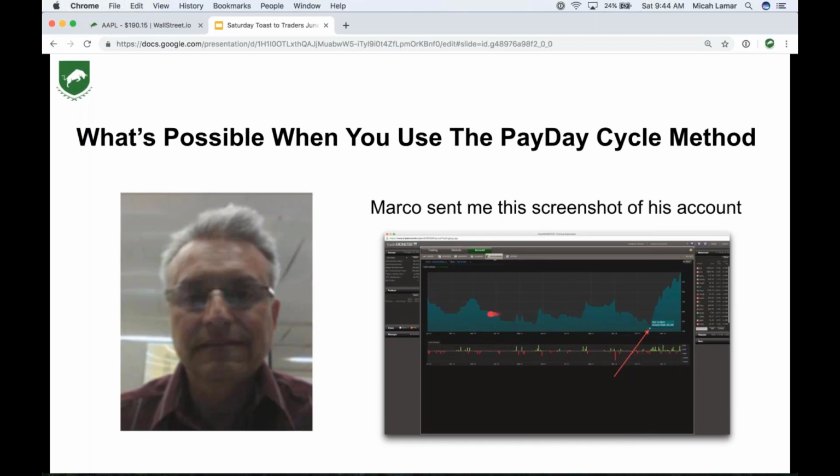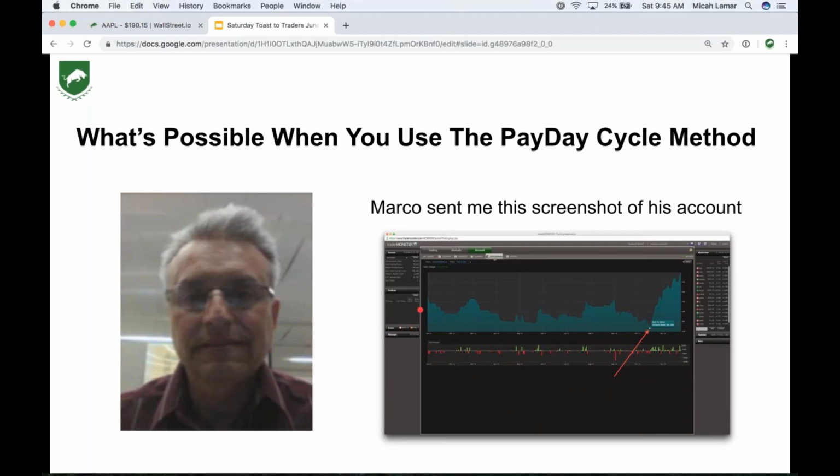You can basically see, this is probably one of the most frustrating things a trader can go through. You make 10 grand, you lose 15 grand. You make 5 grand, you lose 2 grand. You make 20 grand, you lose 20 grand. This red arrow here is when he started to apply the payday cycle method, which is an actual strategy that can be applied over and over and over again.